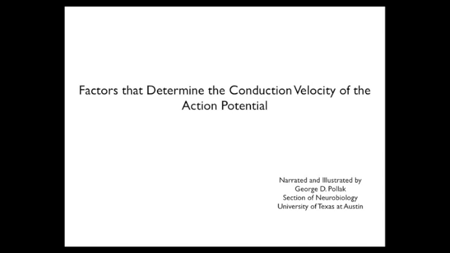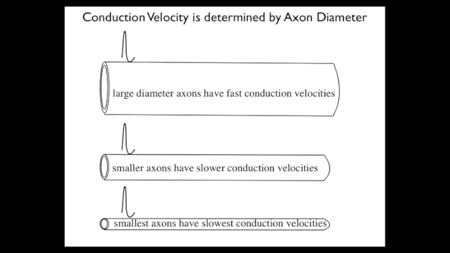In this movie, we're going to discuss the factors that determine the conduction velocity of the action potential. And the bottom line is the conduction velocity is determined largely by the axon diameter, where large diameter axons have fast conduction velocities, smaller axons have slower conduction velocities, and the smallest axons have the slowest conduction velocities. Watch.